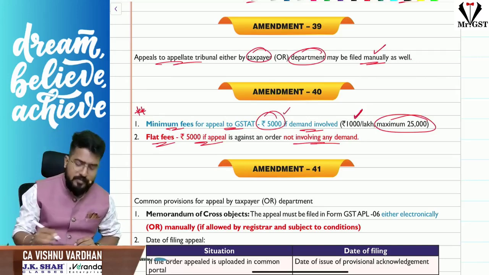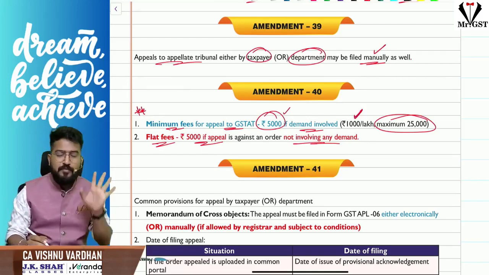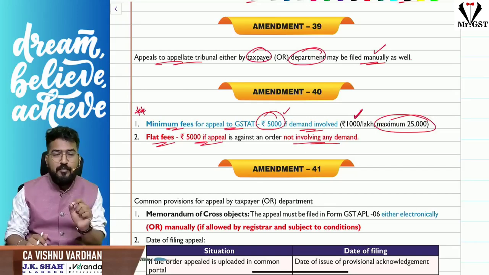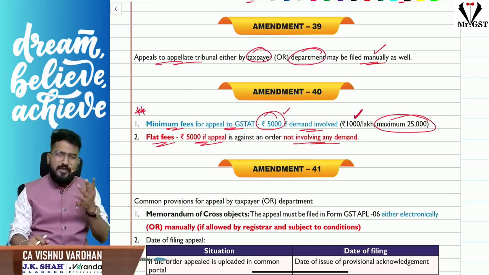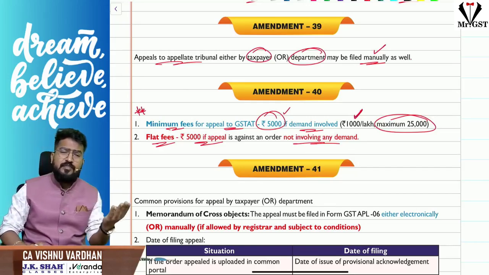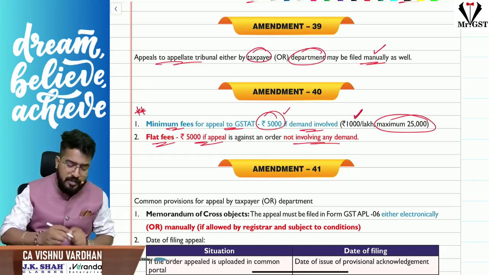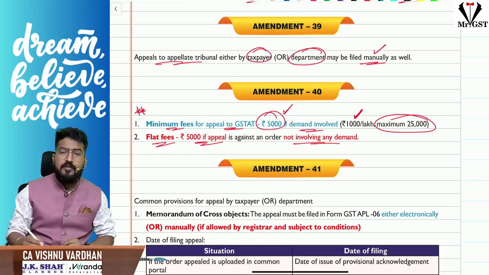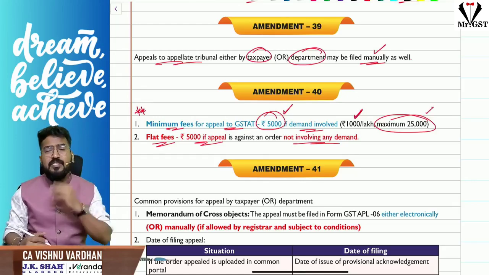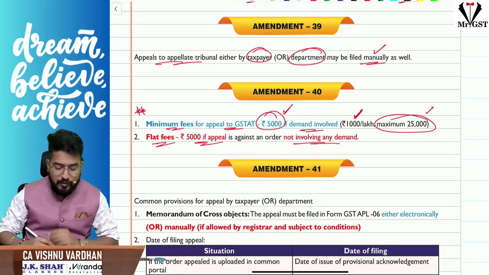fees is 5,000. That means demand amount is 4 lakhs, now fees should be 4,000? No, fees is 5,000. Am I clear? I repeat, if any tax demand is there, you got notice for 4 lakhs and you want to go for an appeal, each lakh 1,000 rupees, so 4 lakhs means 4,000 should be the fees. No, sir, minimum fees you should pay 5,000, but maximum fees 25,000. If demand amount is 100 crores, then the appeal fees is just 25,000.